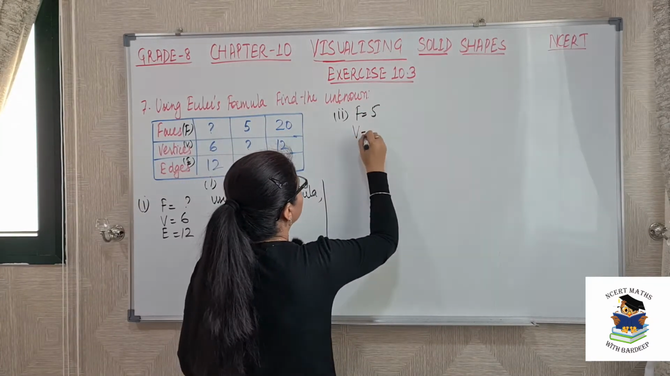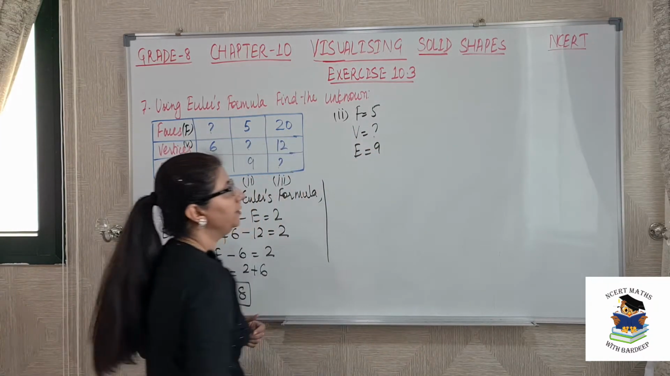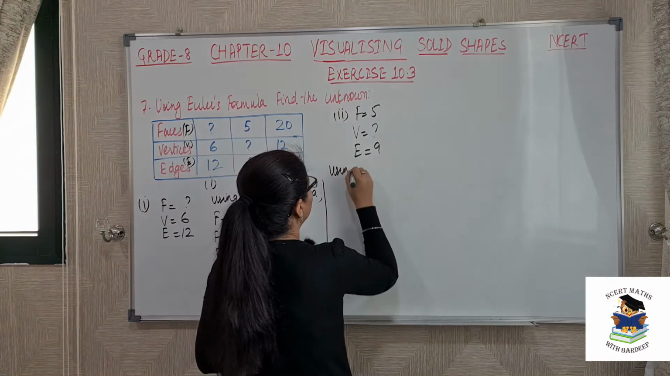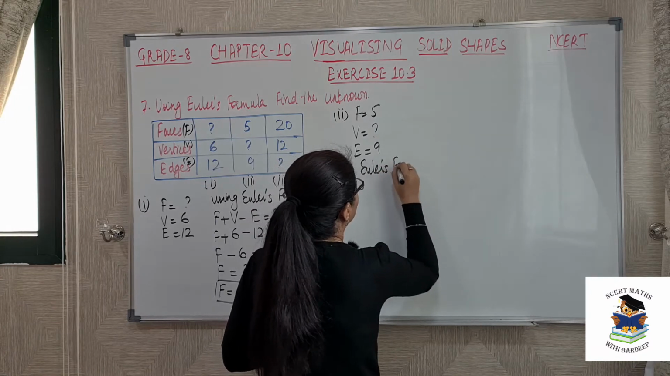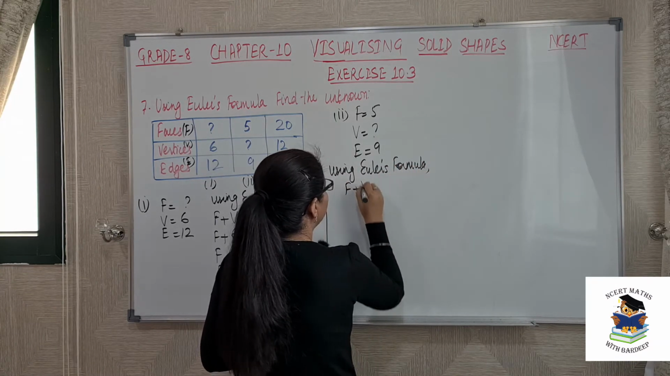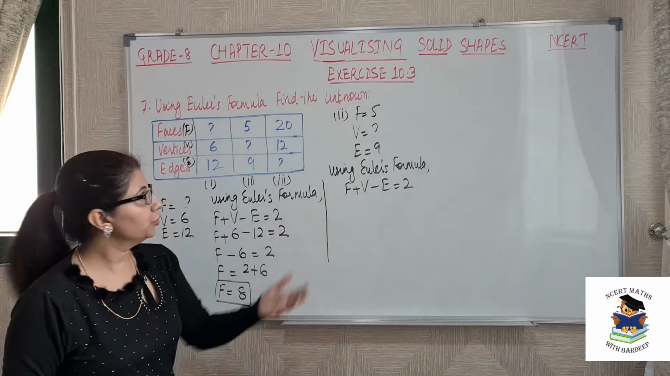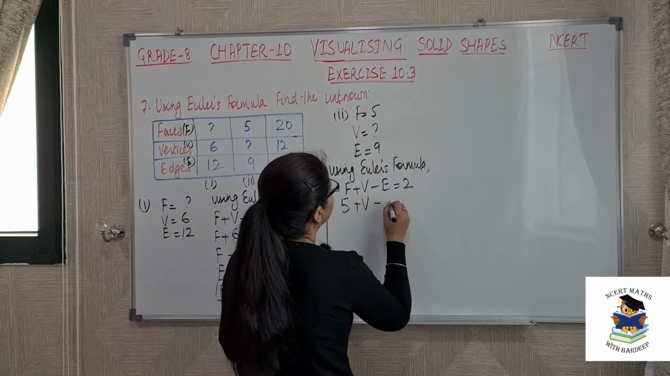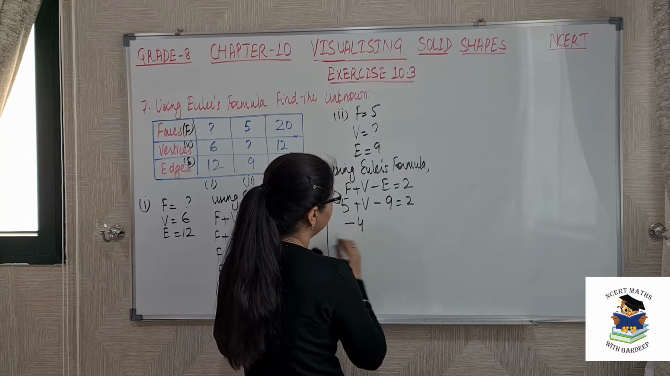Vertices missing and edges are 9. So again put the values in Euler formula. So using Euler formula, faces plus vertices minus edges is equal to 2. Faces 5, vertices we should find, and edges are 9. So 5 minus 9 is minus 4.